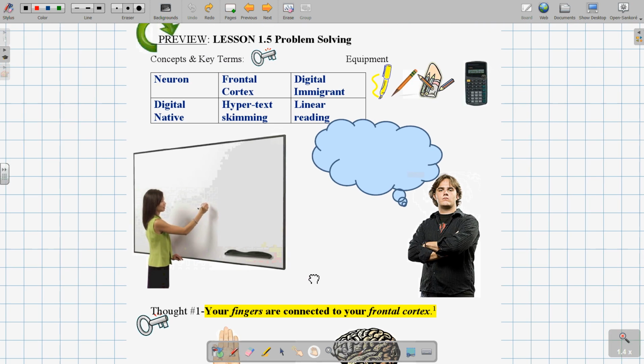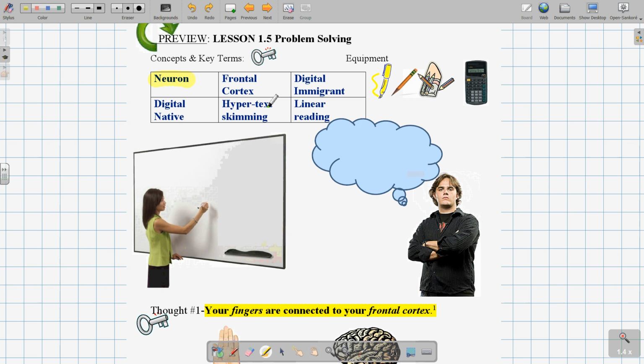Vocabulary you're going to need for today: a neuron, frontal cortex, digital immigrant, digital native, hypertext skimming, linear reading. A neuron is the smallest cell in your brain. Frontal cortex is the thinking part of your brain. Let me paint a scenario.